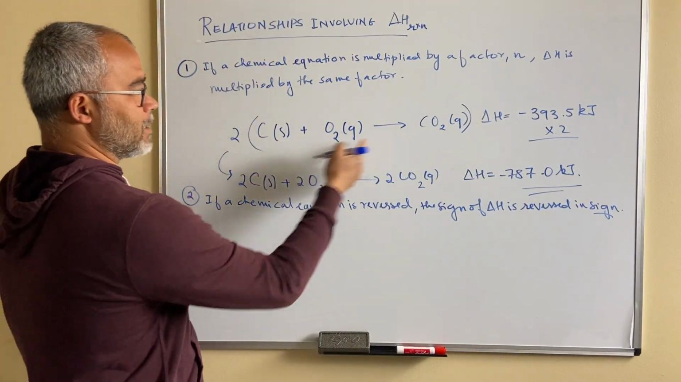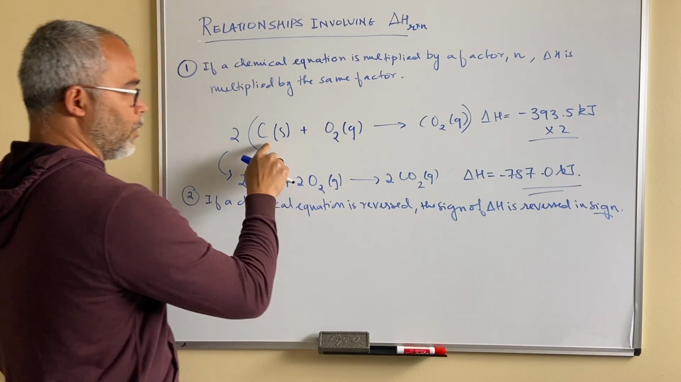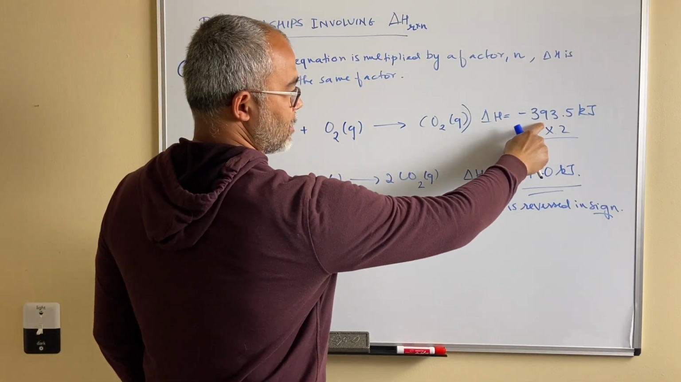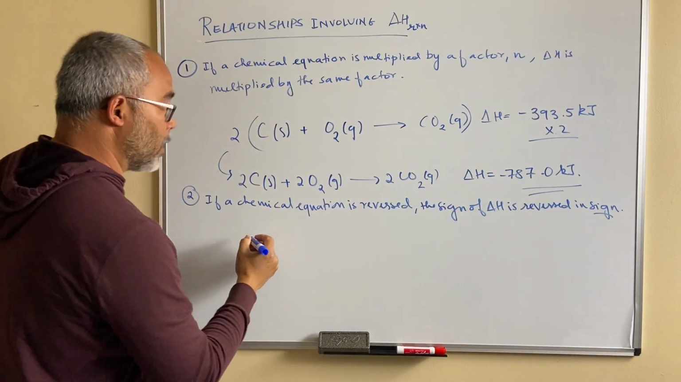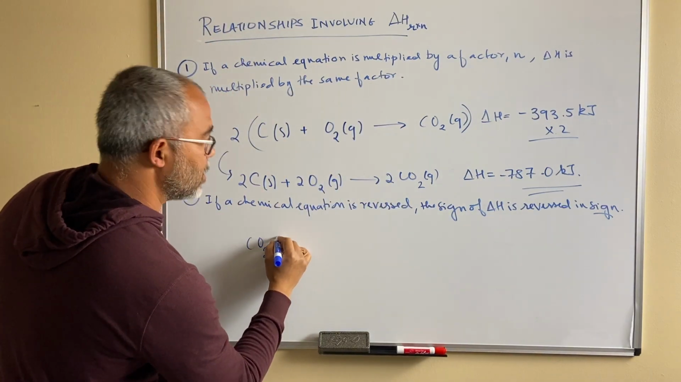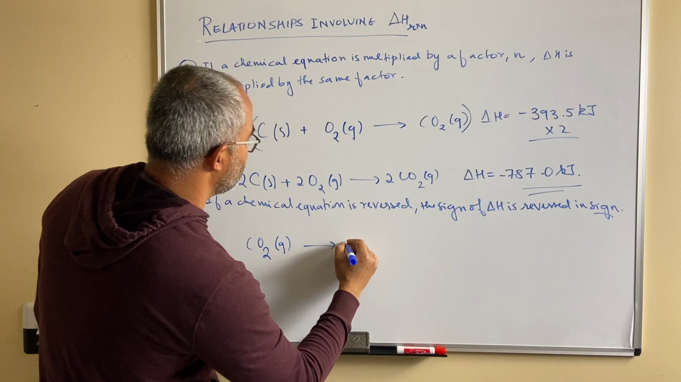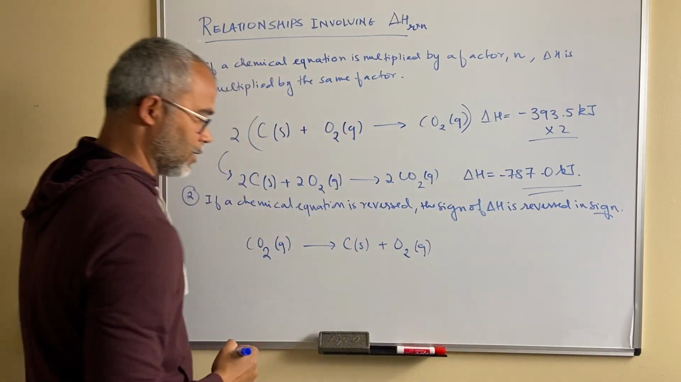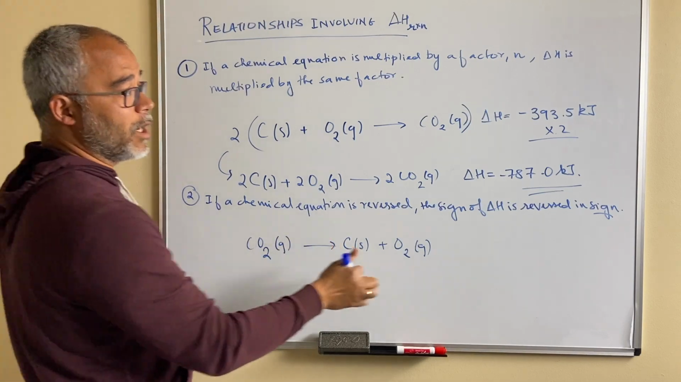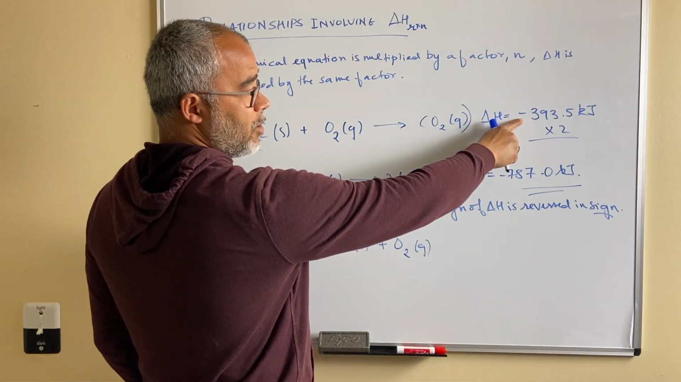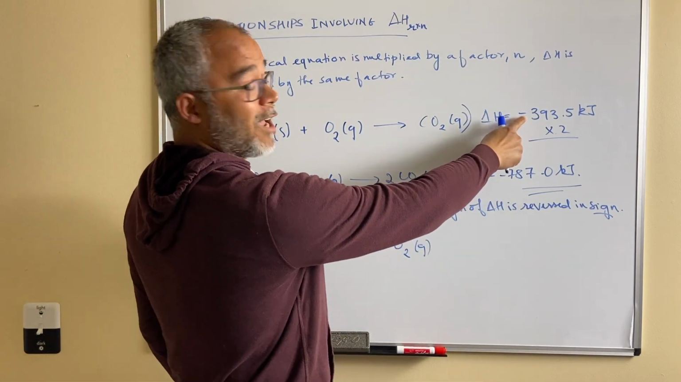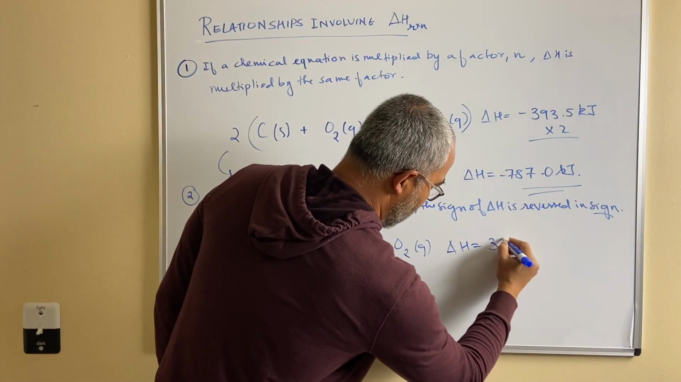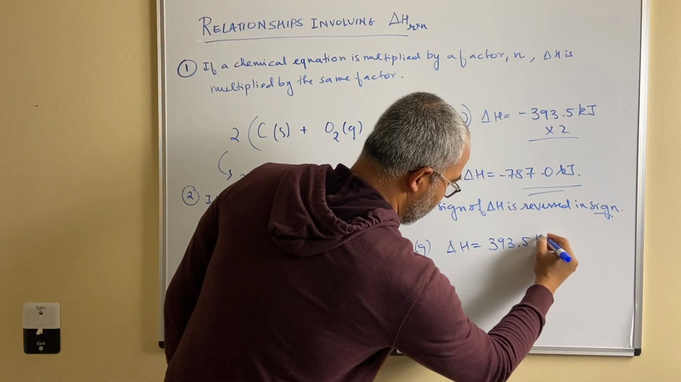So if I take this initial equation, we know that this equation is carbon plus oxygen gives us carbon dioxide, delta H is this. Okay, so I'm going to reverse this equation. If I reverse it, it's going to be CO2 gas gives me C solid plus oxygen gas. And because I reversed the equation, that delta H is just going to change from negative 393.5 to positive 393.5. So delta H is equal to 393.5 kilojoules.